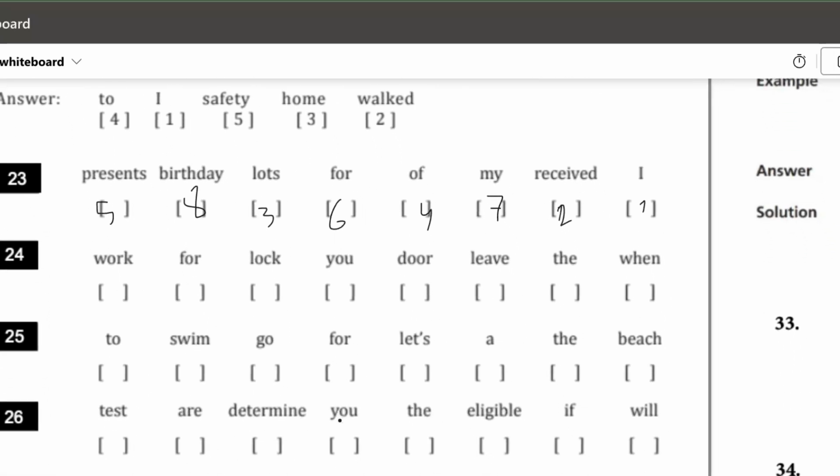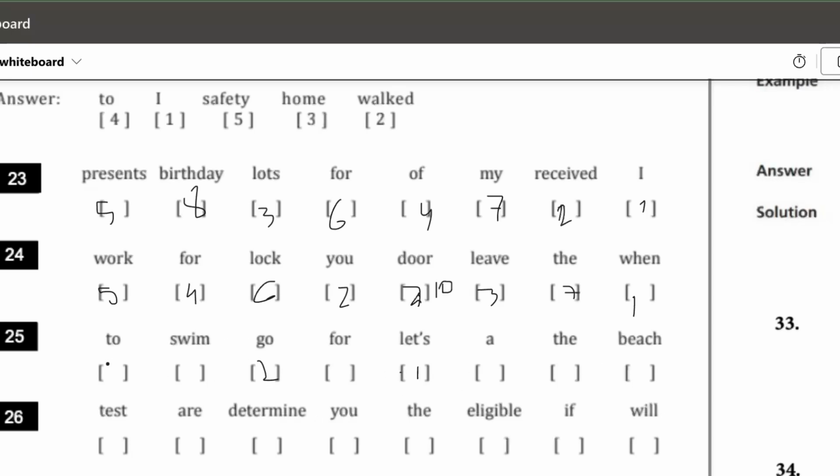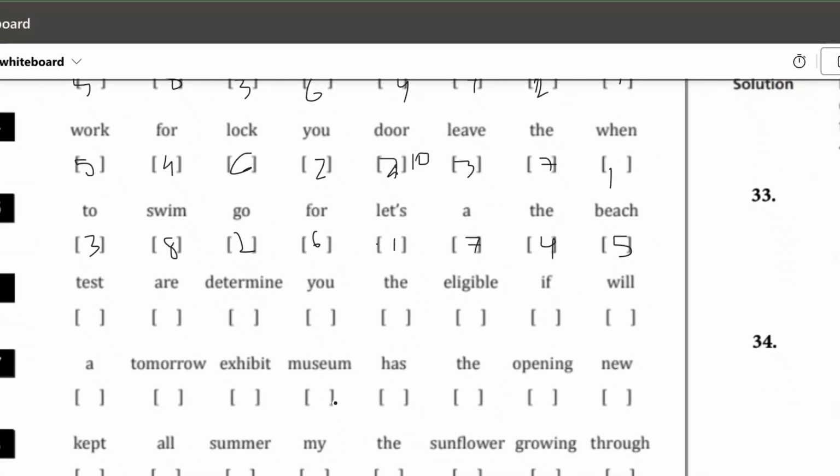Question number 24. Before you leave for work, lock the door. Question 25. Let's go to the beach. Go to the beach for a swim. Question 26.